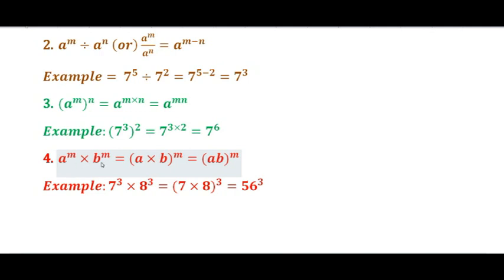Then question number 4, if the bases are different and the exponents are the same and the numbers have to be multiplied, that means you have to multiply the bases first and the answer will carry that same exponent m, that means ab to the power m. Here in the example it is so clear that 7 to the power 3 a to the power 3 means 7 into a to the power 3, that is 7 8s are 56 to the power 3.